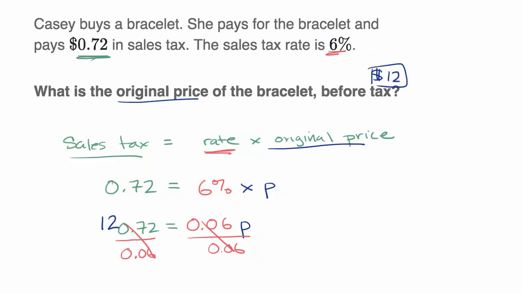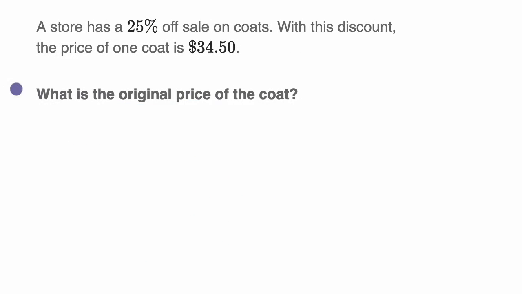Let's do another example. A store has a 25% off sale on coats. With this discount, the price of one coat is $34.50. What is the original price of the coat? So once again, pause this video and see if you can figure it out.